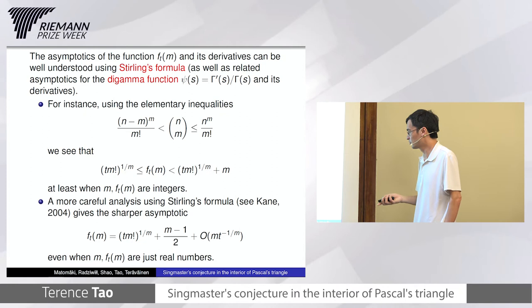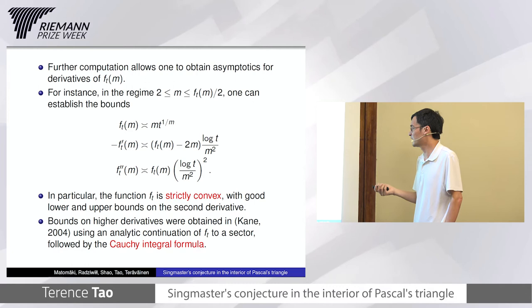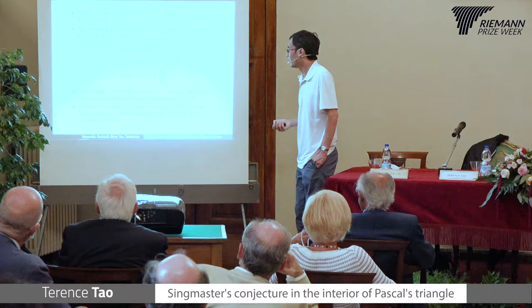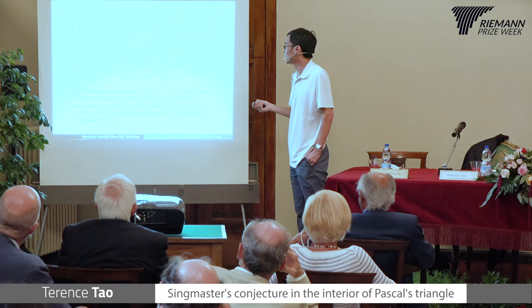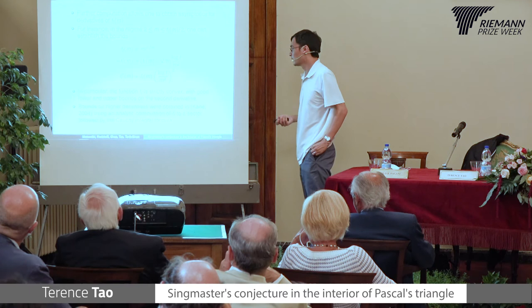So the order of f_t of m you can compute, it's about m times the m-th root of t. You can compute how big the derivative is, and you can compute how big the second derivative is. When you do this, one thing you discover is that the second derivative is always positive. So this curve that we are trying to find lattice points on is actually convex. And you can also control higher derivatives too, but let's just focus on the second derivative.